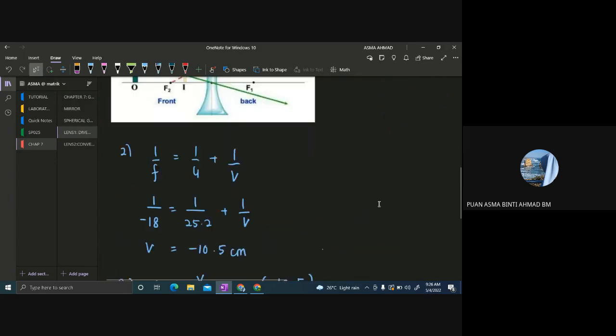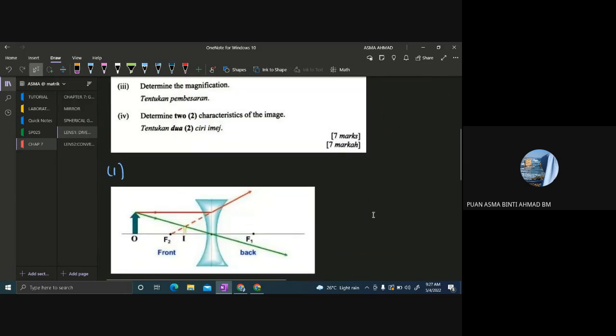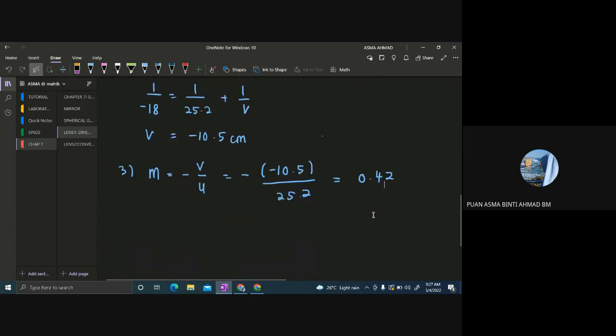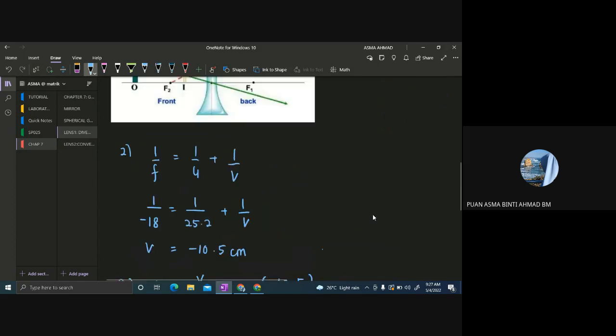The last question asks us to determine the characteristics of the image. We know that the image formed is virtual. Why virtual? Because our v that we just calculated is negative 10.5. The negative sign shows that the image formed is virtual, upright because our magnification is positive, and diminished because the magnitude of magnification is less than 1. So this is how to answer questions about lenses.